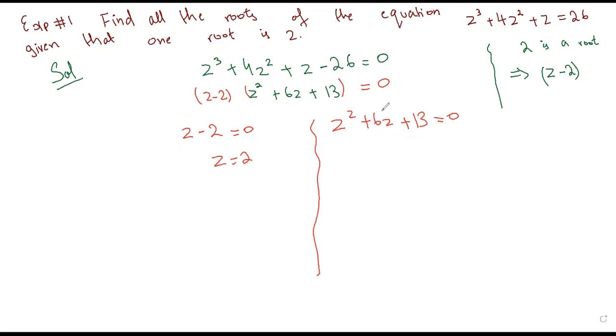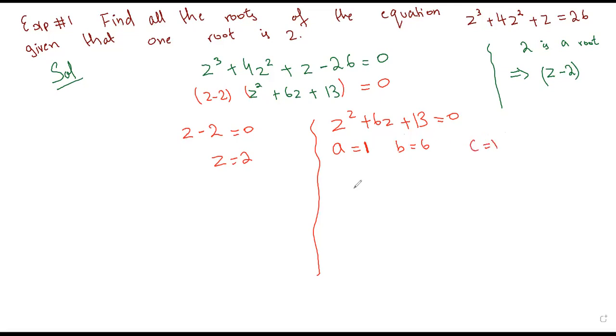Forget about the fact that we're talking about complex numbers. You cannot find it by middle term breaking, like 13 is a prime number. 1 into 13 would not give you 6z. So just try doing it using the quadratic formula. A is 1, B is 6, and C is 13, right?